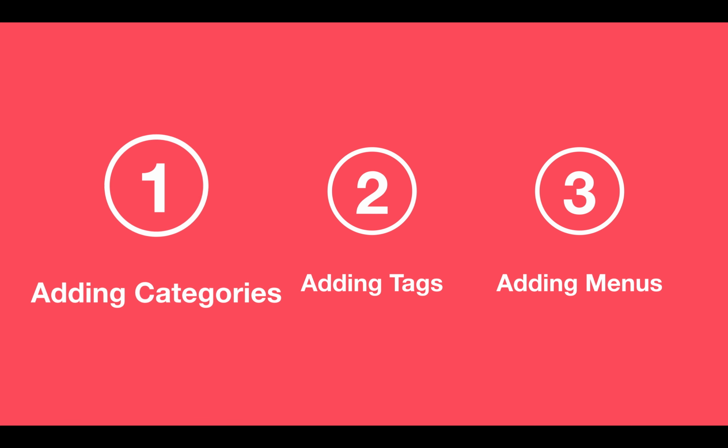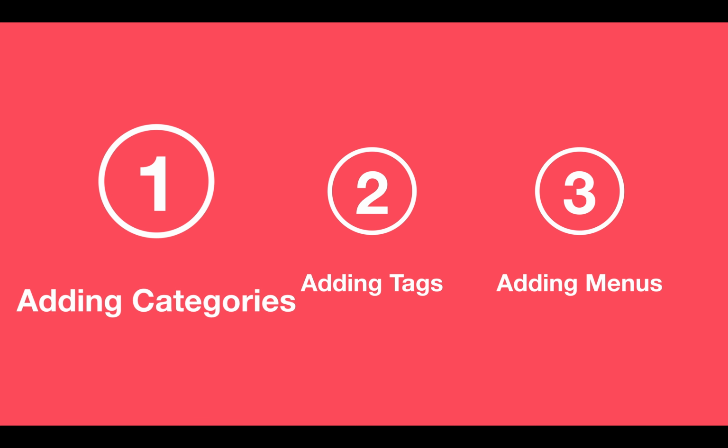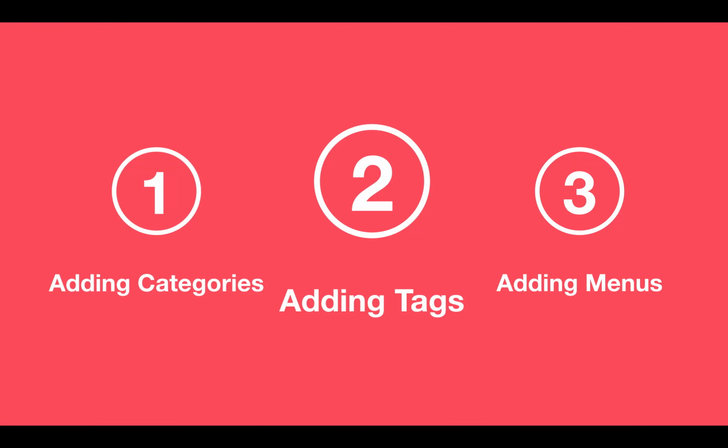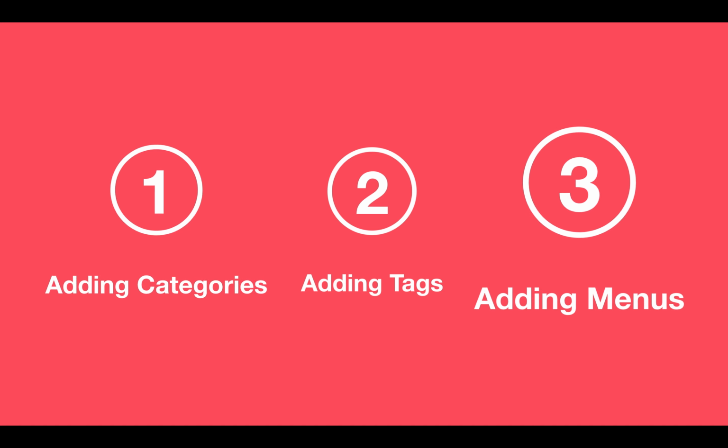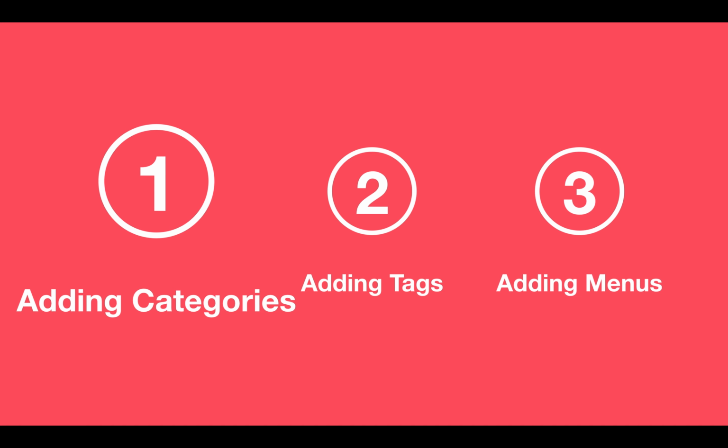In this video, we're going to look at organizing our content with categories, tags, and menus. Categories, tags, and menus are going to make it easier for people to find their way around all the different things that we create. So first we're going to look at what are categories and how do you add those to your site. Then we're going to look at adding tags, and then finally putting it all together by adding some menus. So with that in mind, let's start by adding some categories.